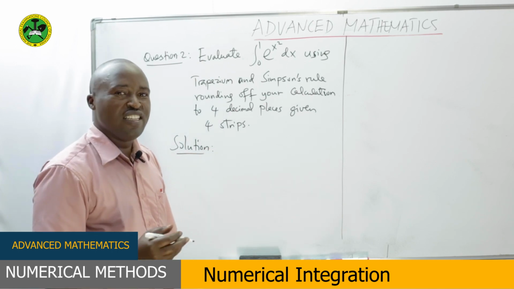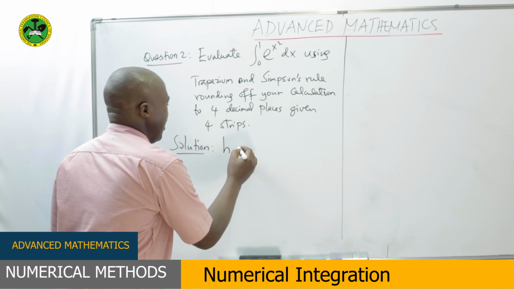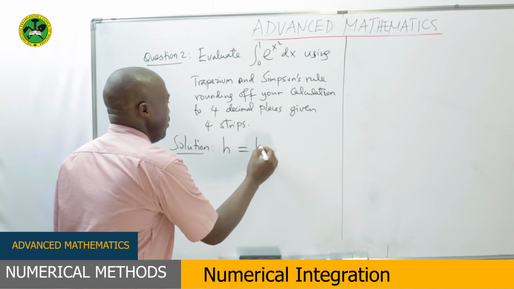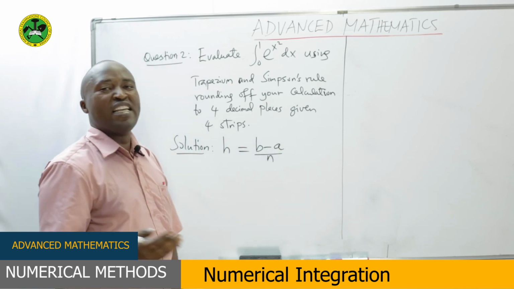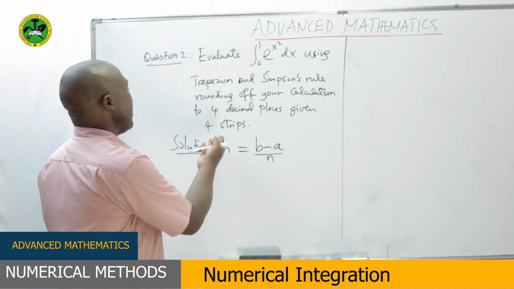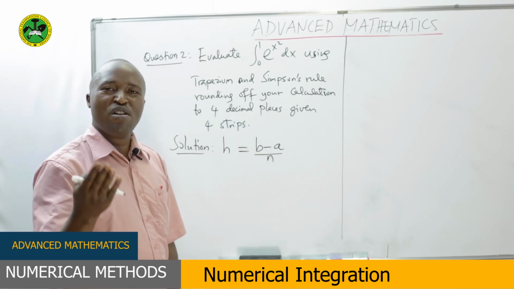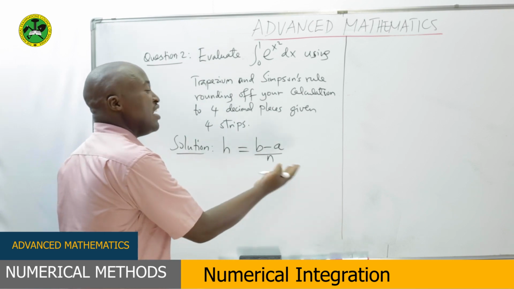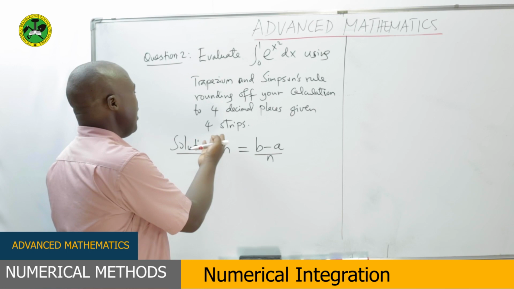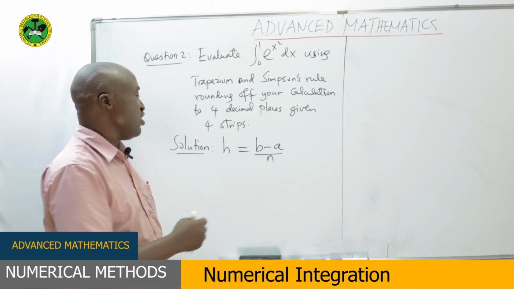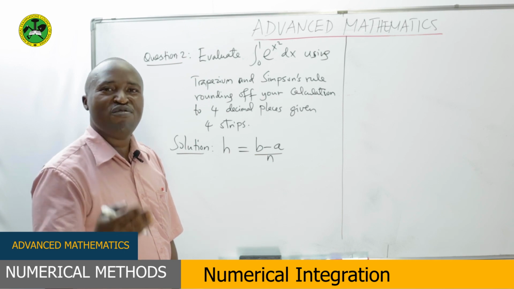Remember, we are starting with computing h. So remember h is equal to b minus a over n. We just divide by n because this time we have the number of strips, not the number of ordinates. For the number of ordinates, we just take n minus 1 as we did for the first review question. But here we have the number of strips, so we just divide by n. So n represents the number of strips.